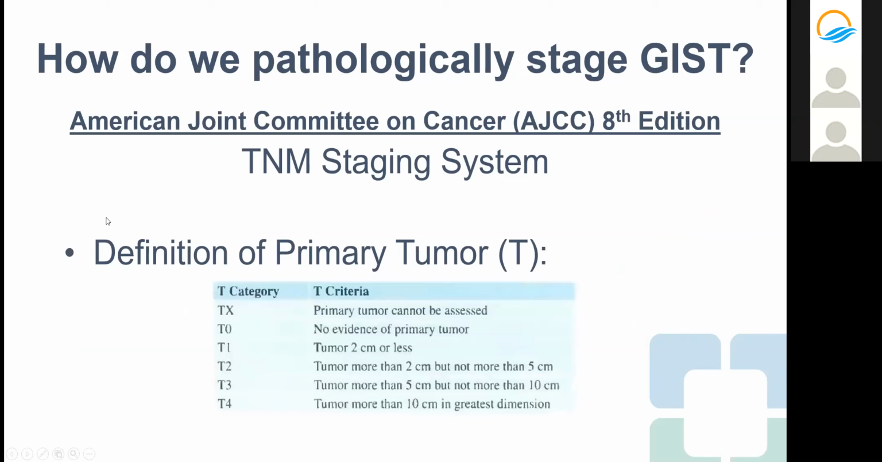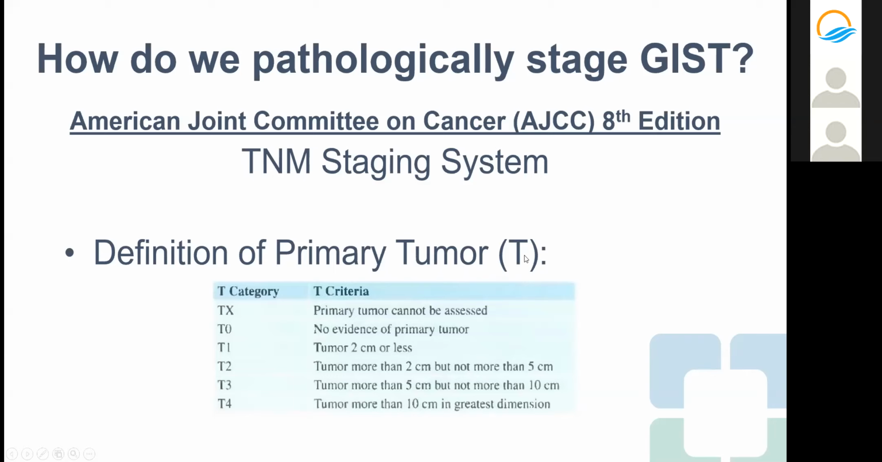As with all tumors, the AJCC stages GISTs using a TNM staging system. It's easiest to remember what TNM stands for by just thinking of the single word that it associates with. So T is for tumor, N is for node, which is lymph node, and M is for metastasis. But how do we define each of these components? We'll start with the definition of T, or primary tumor size.